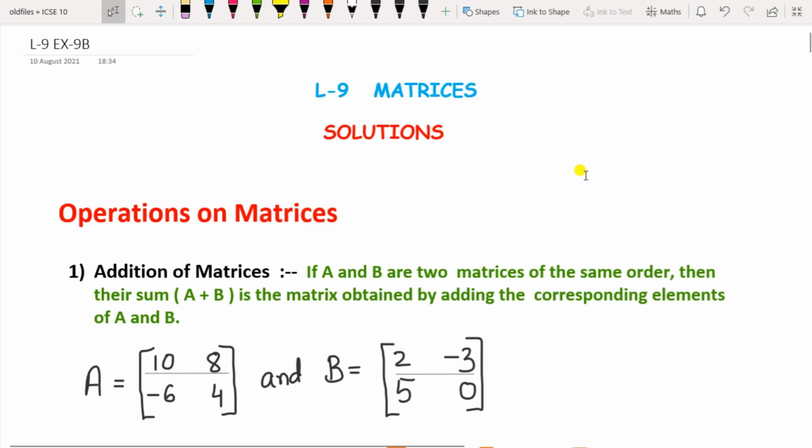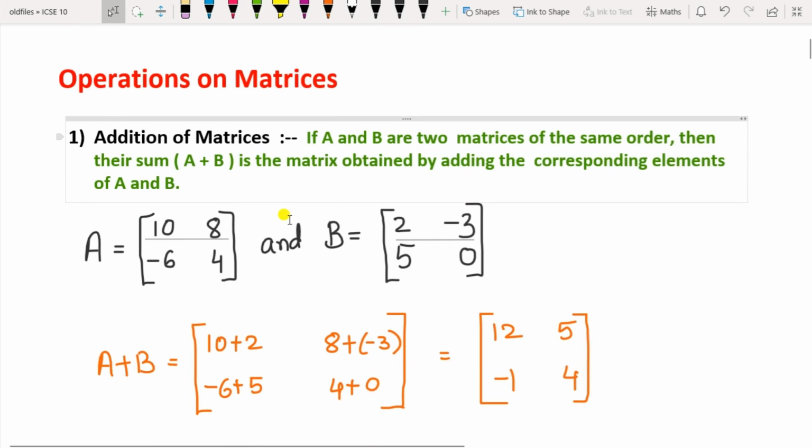So let's start with today's topic, operations on matrices, that is your exercise 9b. Mathematical operations on matrices. First one is addition. If A and B are two matrices of the same order, then their sum A plus B is the matrix obtained by adding the corresponding elements of A and B. So to add matrices, the two matrices should be of the same order.